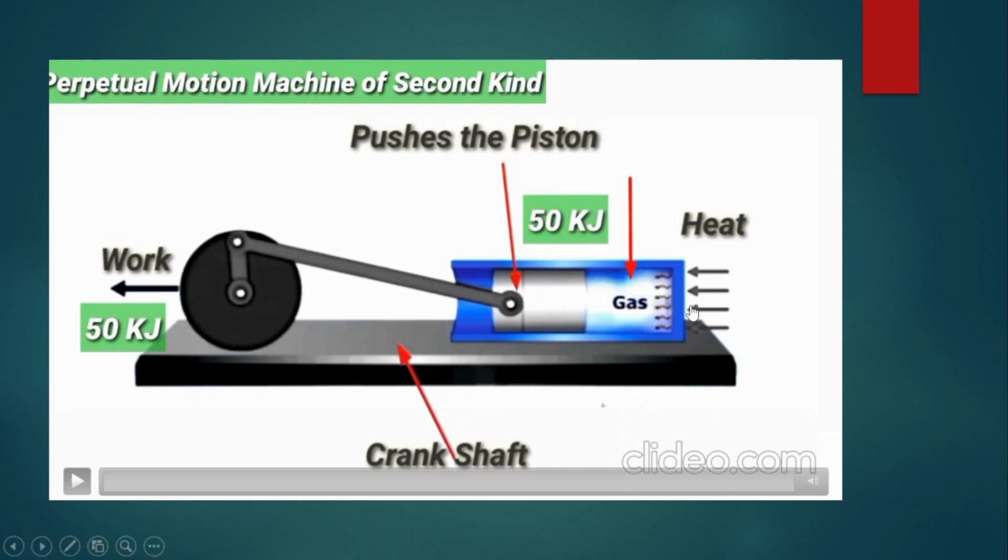Now, the supply is 50 kilojoules and all of that heat is converted into work. It means there are no losses of heat. If there are no losses of heat, the complete heat input is converted into complete work. It means the efficiency of this heat engine is 100%, and that is never achievable. So this is called PMM2, and this is a violation of the second law of thermodynamics.